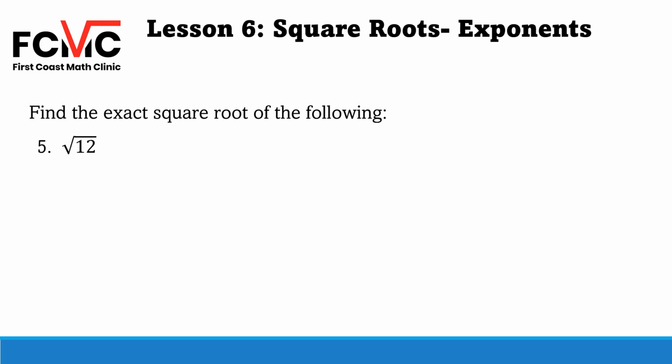Okay, so for number 5, we want to find the exact square root of the square root of 12. So our radicand here is 12, and thinking back to the perfect square table on the first slide, we know 3 squared is 9, and 4 squared is 16. Well, we kind of skipped over 12. 12 wasn't on that table, so 12 is not a perfect square. So how are we going to figure this out?